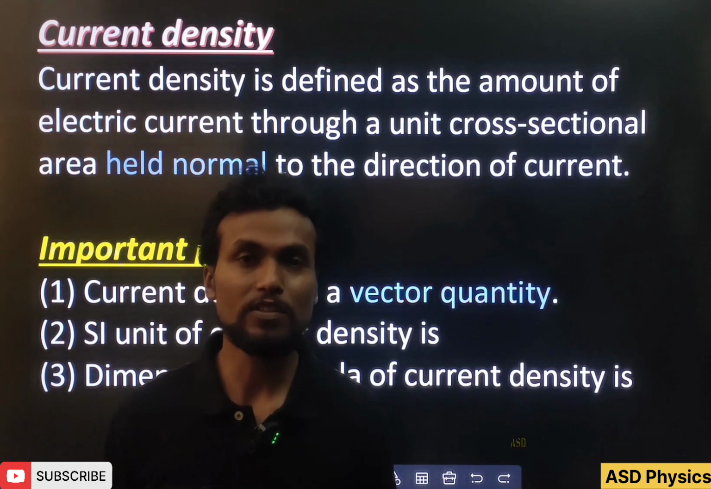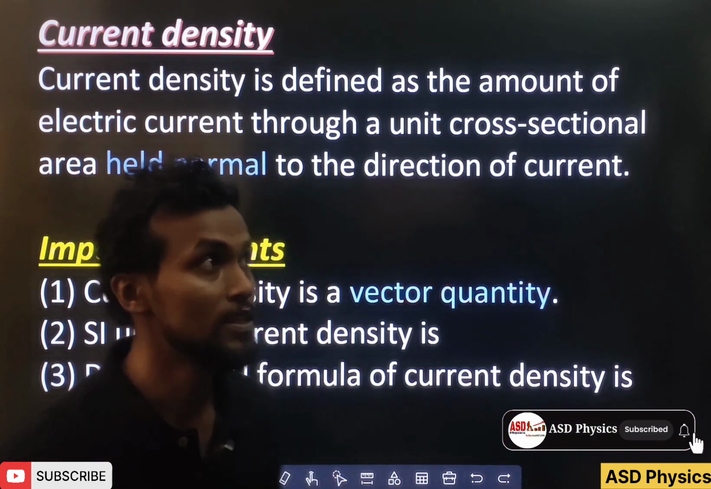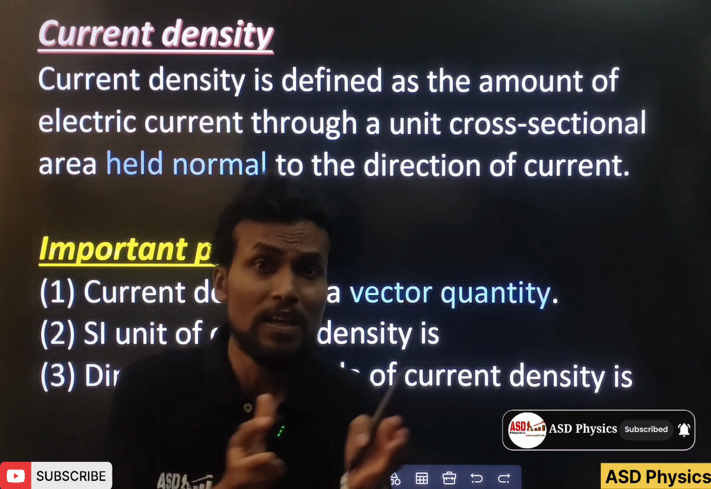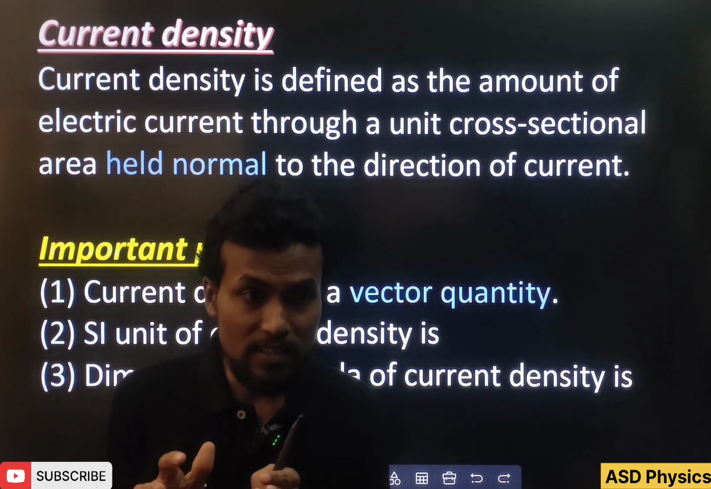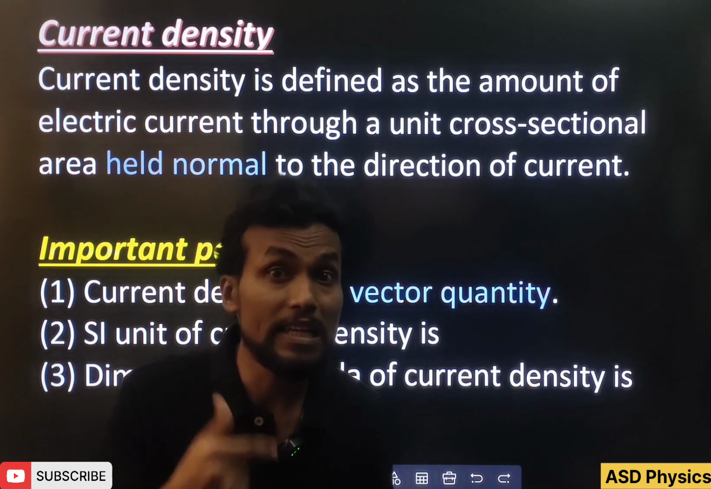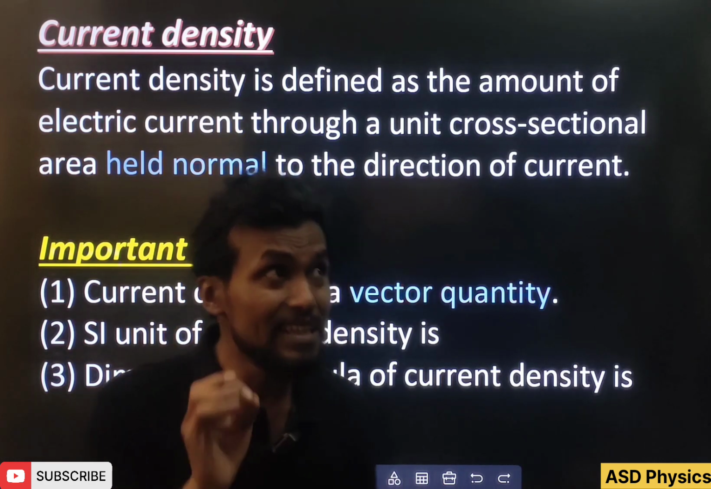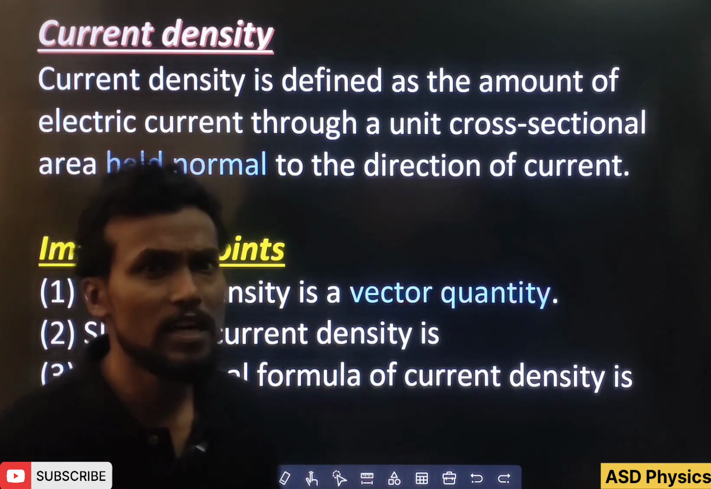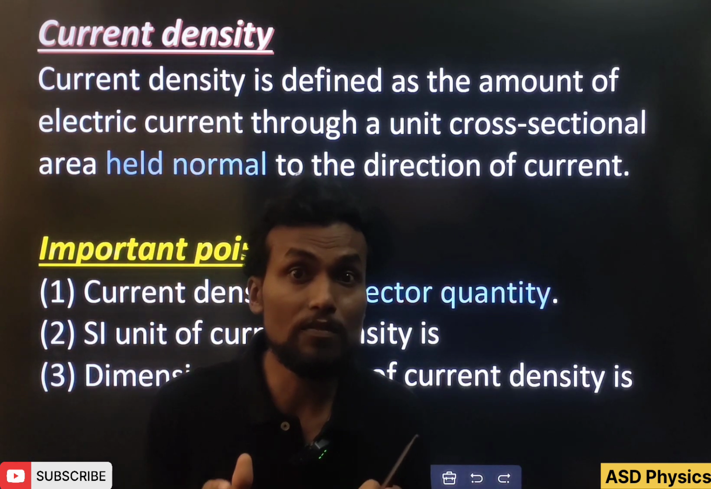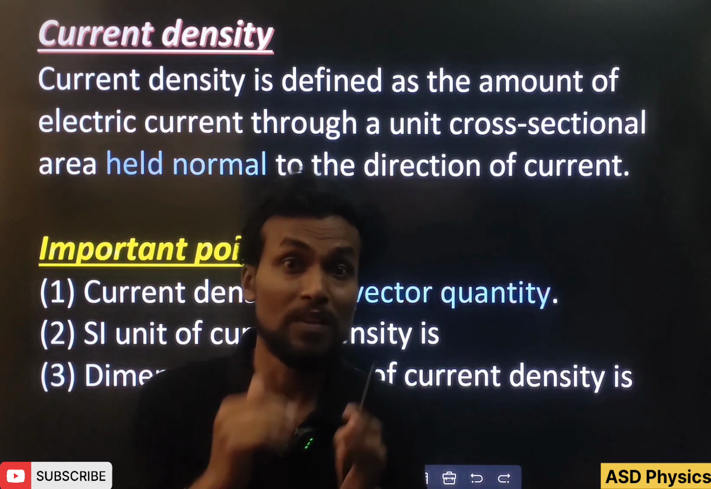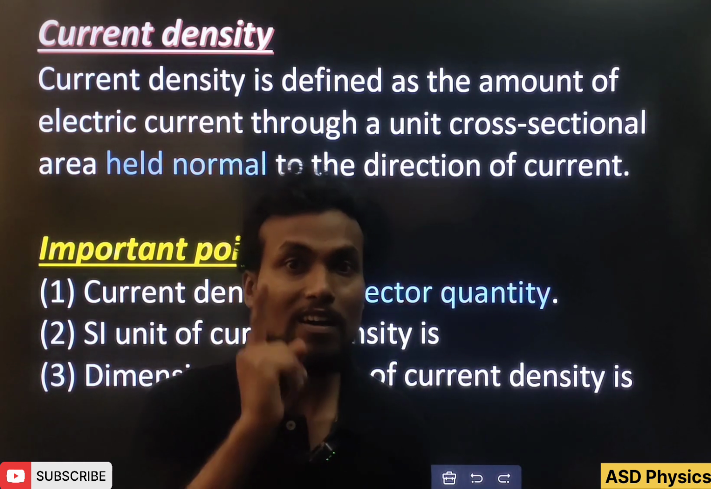So students, in this video we are going to learn about the new topic, current density. As of now we know current is a scalar quantity. Why? Because current has magnitude and direction, but it does not follow the triangle law of vector addition. But current density is one of the vector quantities. So current is a scalar, current density is a vector. Okay, so let's learn in detail.